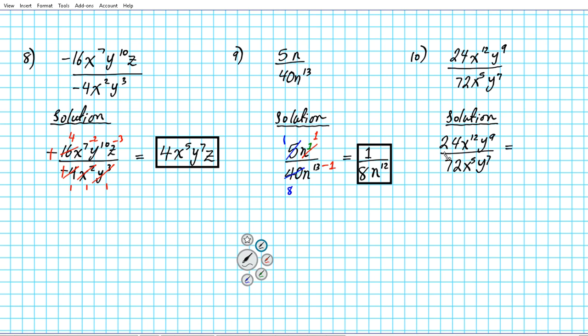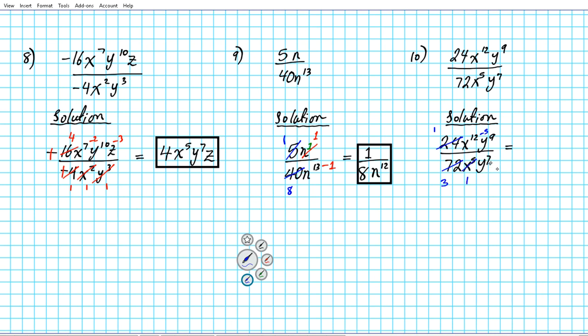All right, so let's look at the coefficients first. Do they have a common factor? The answer is yes, and that is 24. 24 goes into itself once, and 24 goes into 72 3 times. All right, let's look at the x's. X to the 12 divided by x to the 5th. The numerator has a greater power, so you just subtract the power in the denominator from the numerator, and then this one gets divided out to 1.